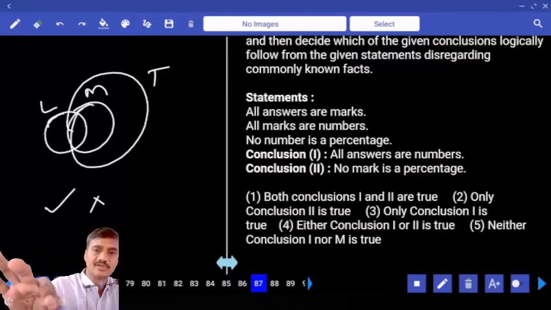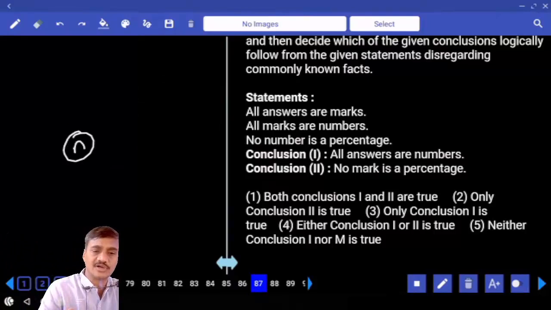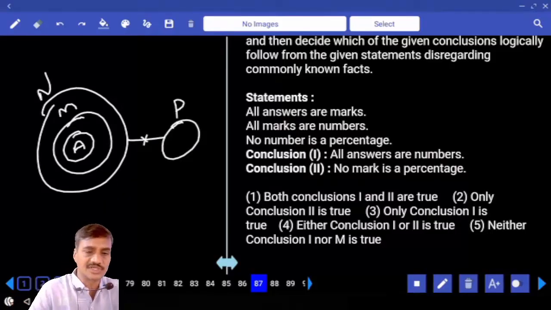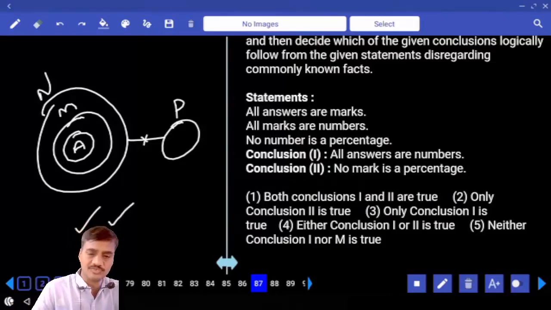And 87: all answers are marked, and all marks are numbers, and no number is a percentage, no intersection between number and a percentage. All answers are numbers, definitely true. No mark is a percentage is also true. Now to make the second one false, I need to go through the complementary.